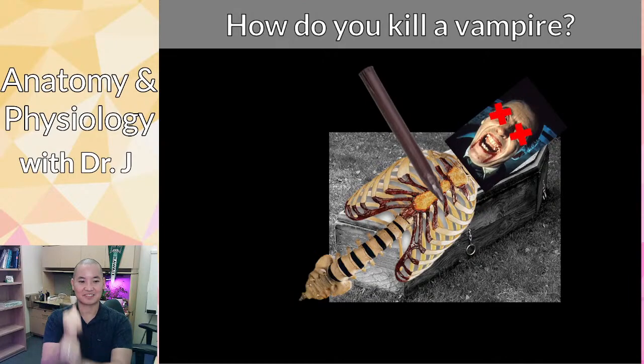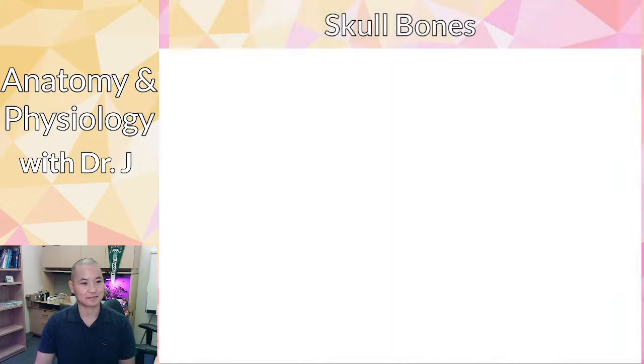And so you have to drive it through the heart. You have to go through the rib cage and sternum. So that's also part of the axial skeleton. So the little mnemonic: you can kill the undead by attacking their axial skeleton with an axe.